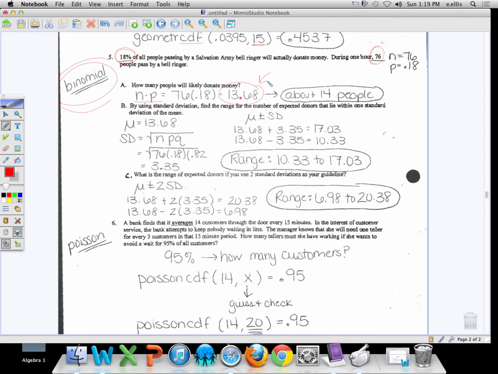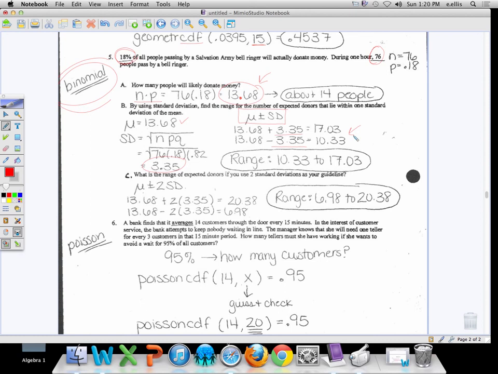Part B, using standard deviation, find the range of the number of donors that lie within 1 standard deviation. So I've got my mean from Part A. I have to find my standard deviation, which is the square root of NPQ. That gives me a standard deviation of 3.35. If I'm going to go plus or minus 1 standard deviation each direction, I have to use my little formula here. Mean plus 1 standard deviation, minus 1 standard deviation gets me a range between 10.33 and 17.03.